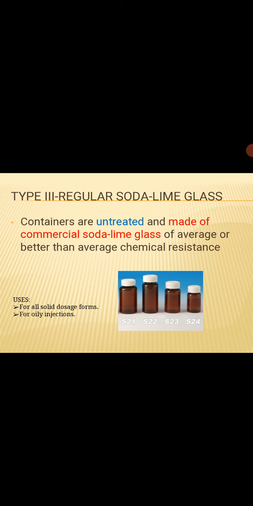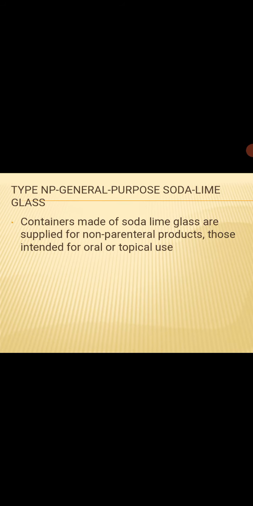Type 3 regular soda lime glass containers are untreated and made of commercial soda lime glass of average or better than average chemical resistance, used for solid dosage forms and oily injections. Type 4, non-parenteral or general purpose soda lime glass containers, are made of soda lime glass and supplied for non-parenteral products, those intended for oral or topical use.